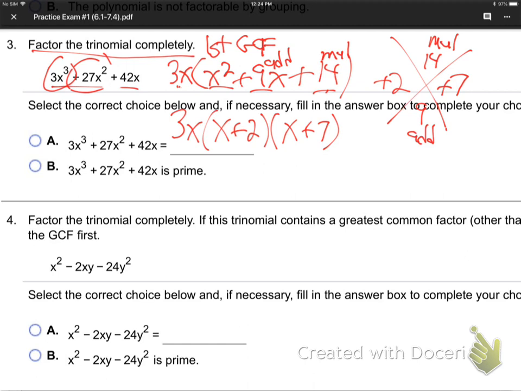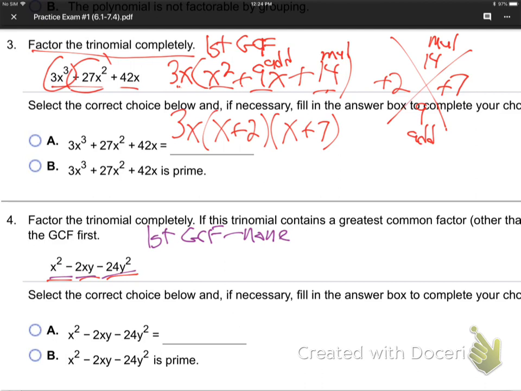Let's see. First step, GCF, if there is one. So first, GCF. Is there something in common? Do they all have an X? No. Do they all have a Y? No. Is there a number they all have? No. So there's no GCF.